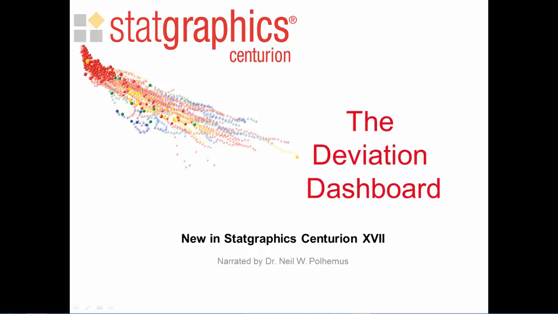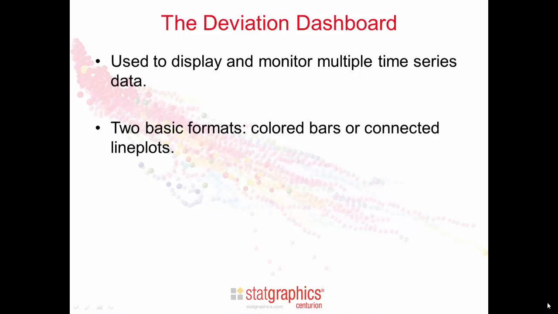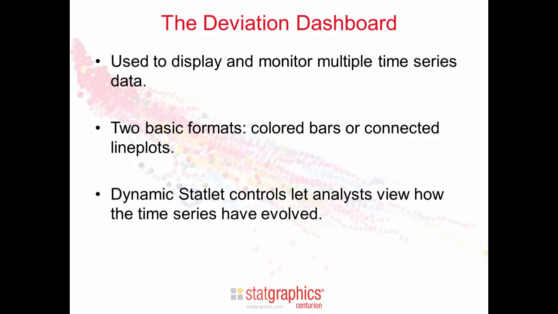This video shows a new procedure called the Deviation Dashboard that's been added to Statgraphics Centurion version 17. The Deviation Dashboard is used to display and monitor multiple time series data. There are two basic formats, colored bars and connected line plots. Since the Deviation Dashboard is a statlet, dynamic controls let analysts view how the time series have evolved over time.